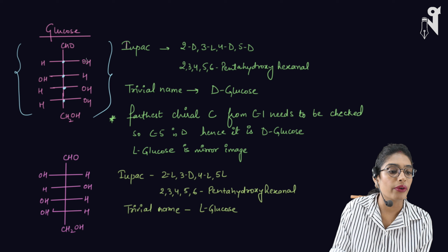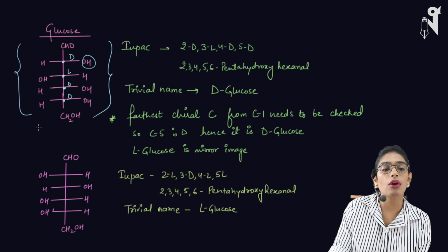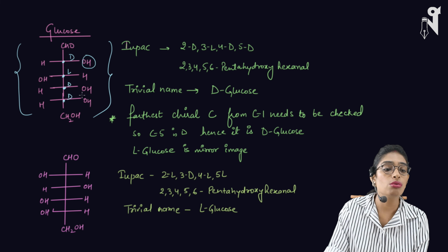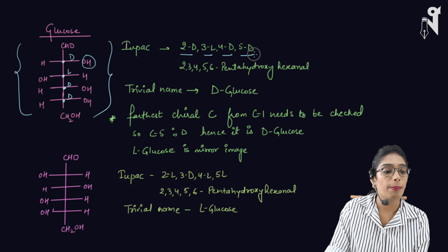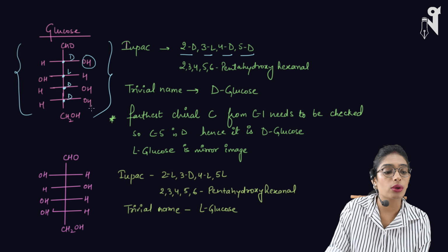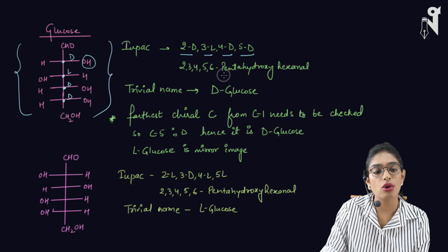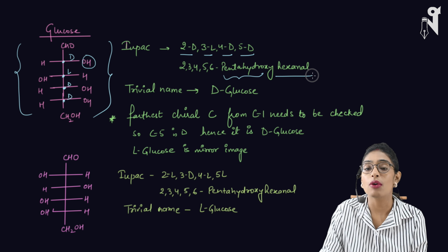So OH is on the right, so the configuration with this is D, and this is L, then this is D, and this is D. So this is the configuration. If I have to write the name of my glucose, then it will be 2D, 3L, 4D, and 5D. Apart from that, how many OHs are there? Total 5 OH are there. All the OH are lower priority groups, so pentahydroxy. And because there are 6 carbons in total, hexanal. This is the name of the glucose.